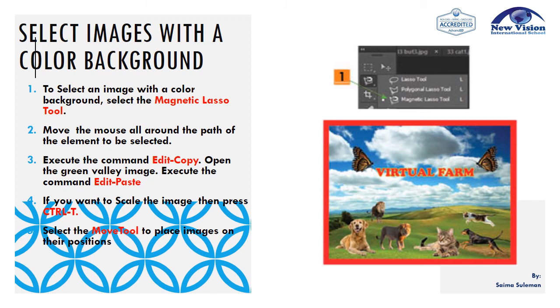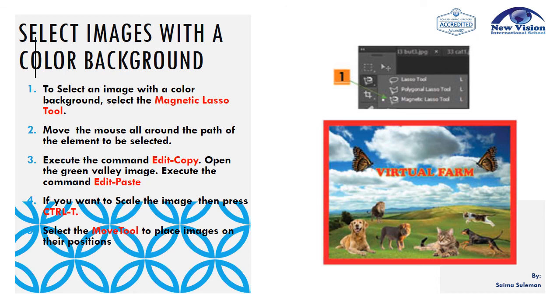In the same way, if you want to put images with no background or with a color background, you can just copy the images with the lasso tool or with the magic wand tool, and then paste them on the virtual form image. If you want to scale the images, then press Ctrl T. Scaling the image means that if you want to change the size of the images, you can use the Ctrl T command to transform the image size and then paste it on your virtual form.